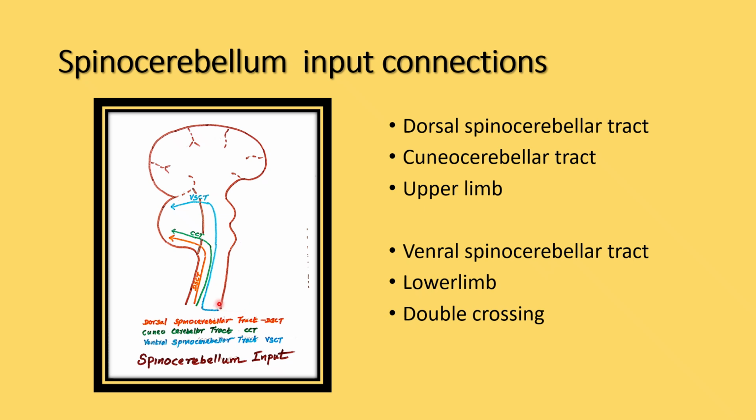So it makes a double crossing. The first crossing is at the level of the spinal cord and the second crossing occurs at the level of the cerebellum. The ventral spinocerebellar tract enters through the superior cerebellar peduncle.